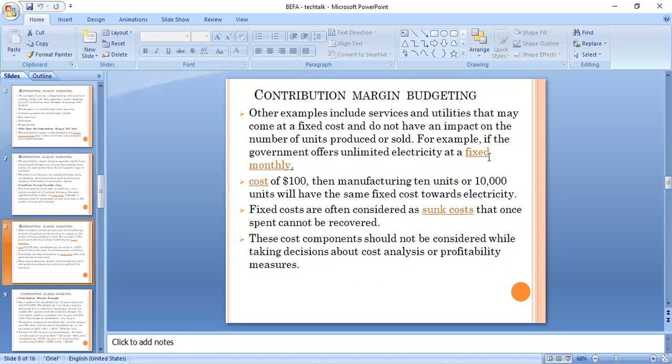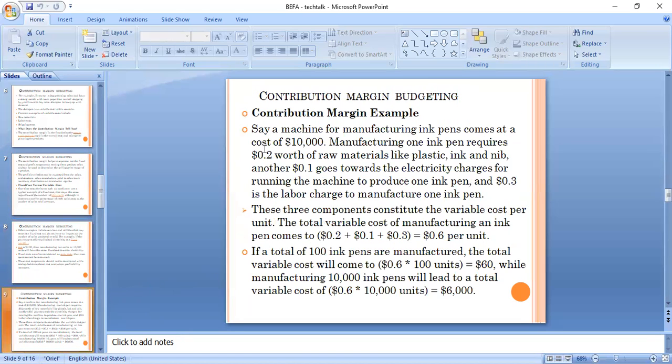For example, if the government offers unlimited electricity at a fixed monthly cost of $1,000, then manufacturing 10 units or 1,000 units will have the same fixed cost towards electricity. Fixed costs are often considered as sunk costs that, once spent, cannot be recovered. These costs should not be considered while making decisions about cost analysis or profitability measures.